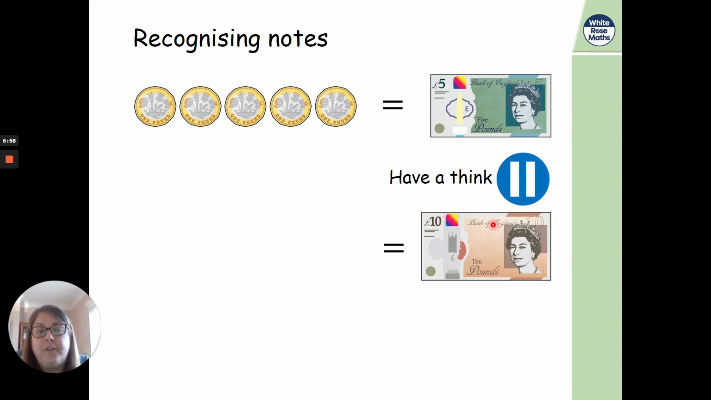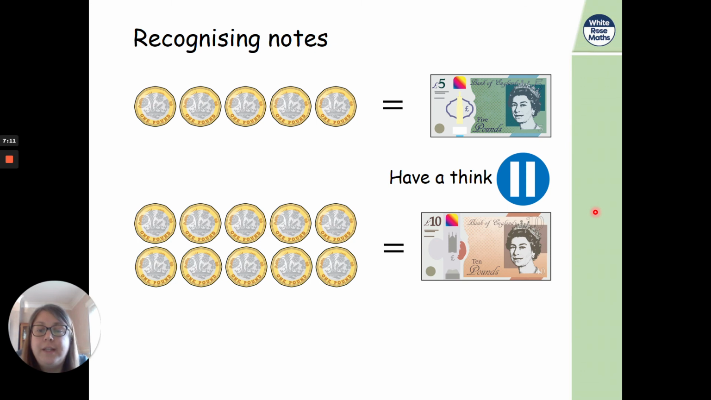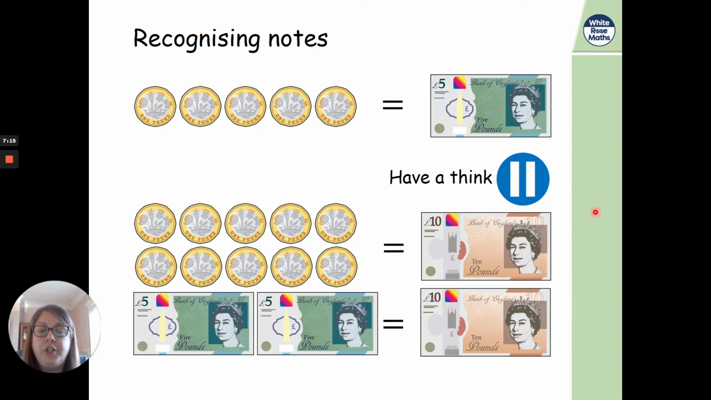What could we use for a £10 note then? There are a couple of ways you could do this. You might want to write them down. Pause the video and have a think, what could I use for a £10 note? So I could use £10 coins, or I could use 2 £5 notes.